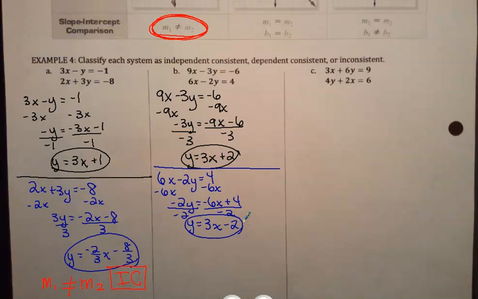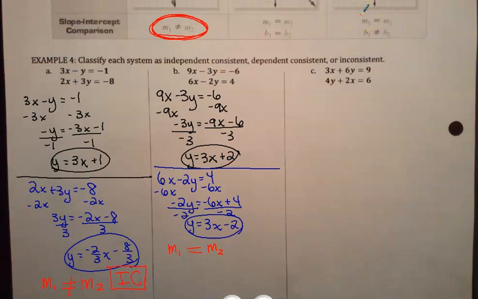Okay, so again, let's ask ourselves, we need to look at our slopes between the two. My slope of the first and my slope of the second equation. Well, the slope here is 3. The slope here is 3. So my slopes are equal. Okay, with that being the case, it can be independent, or dependent consistent, or it can be inconsistent.